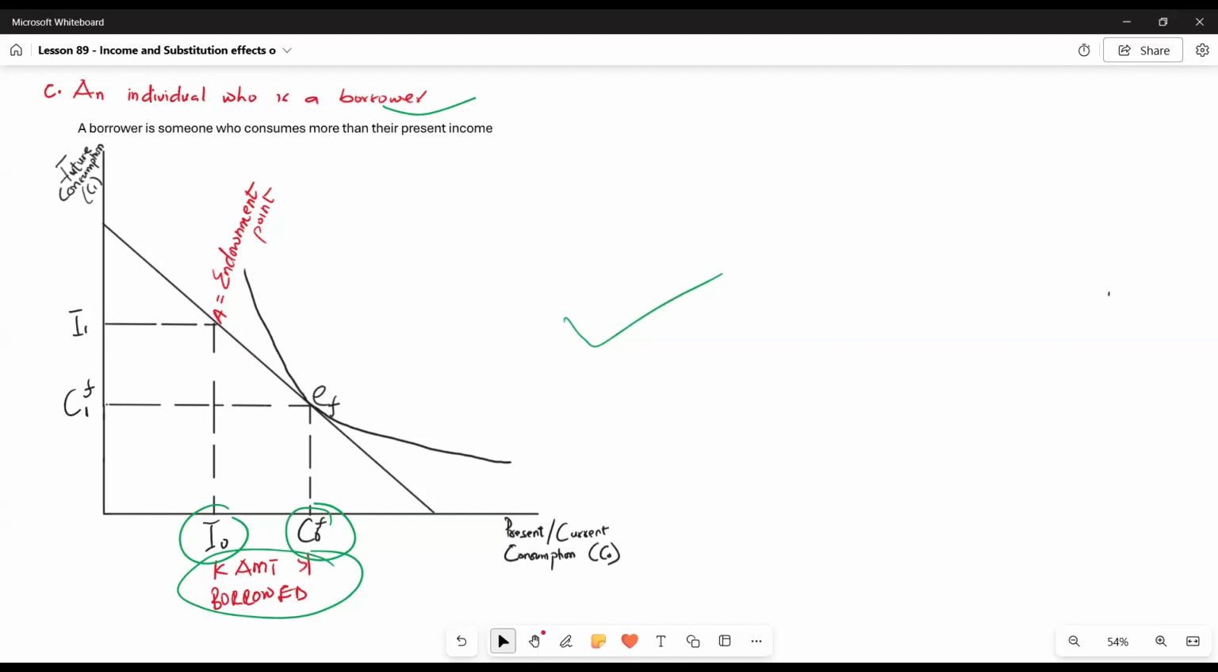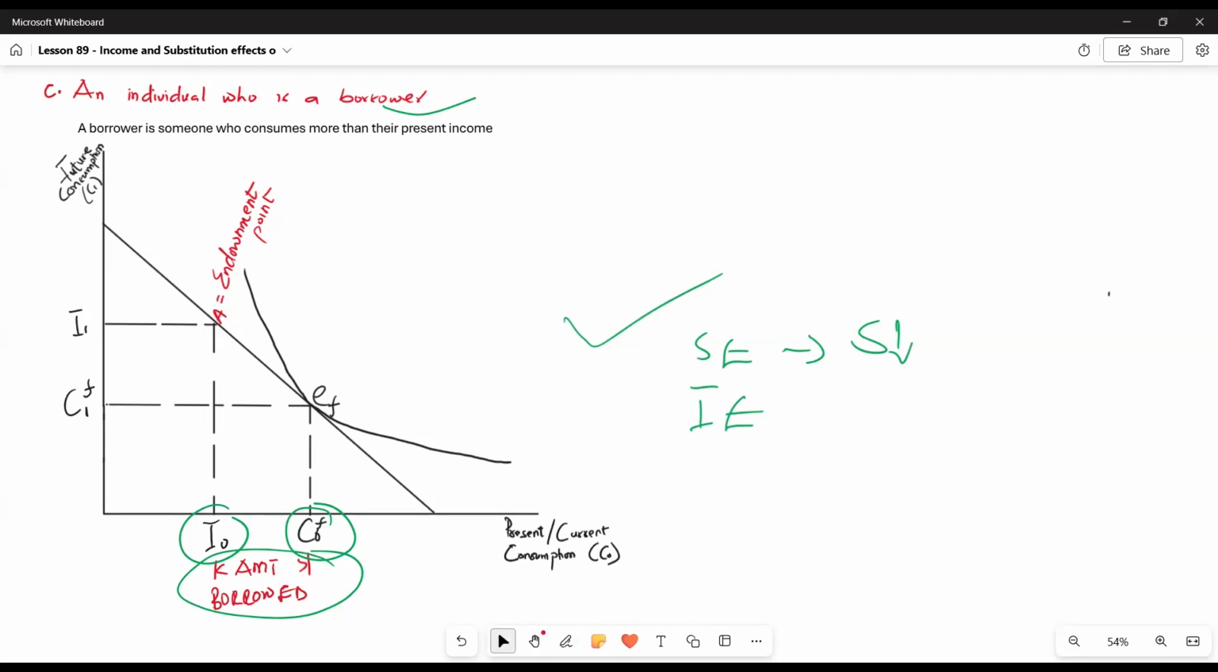For an individual who is a borrower, the substitution effect of a decrease in interest rate is to increase present consumption and therefore a decrease in savings, just like for a saver. So the substitution effect means savings are going to reduce. So this is the same as in the case of a saver.